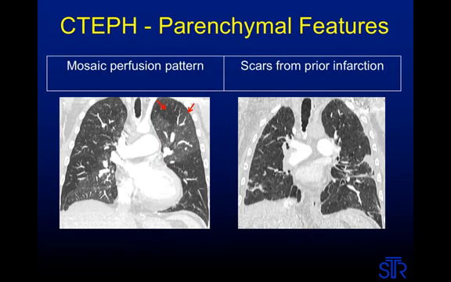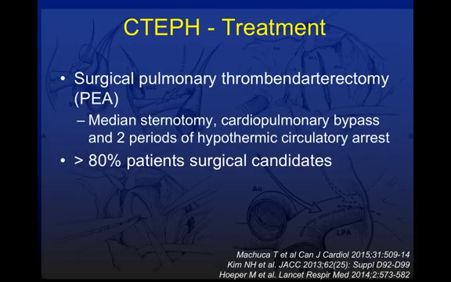Parenchymal features are important, so you're looking for mosaic perfusion. This is more commonly seen in patients with CTEPH than in patients with other causes of pulmonary hypertension. There are areas of decreased parenchymal attenuation. In these areas, the vessels are small. In the areas of increased pulmonary parenchymal attenuation, the vessels are larger. You may also see evidence of scarring from prior infarction, so peripheral, linear, or triangular shaped opacities. And so these are the typical features of CTEPH.